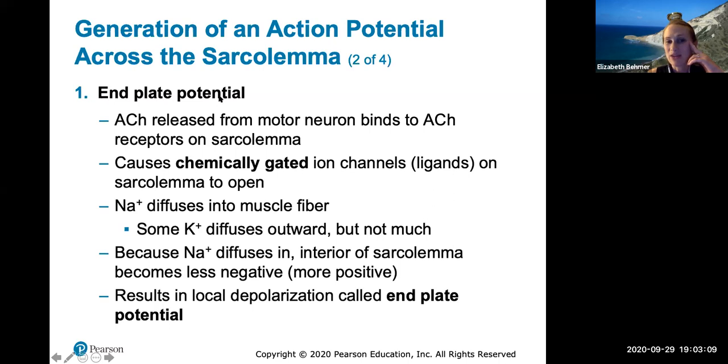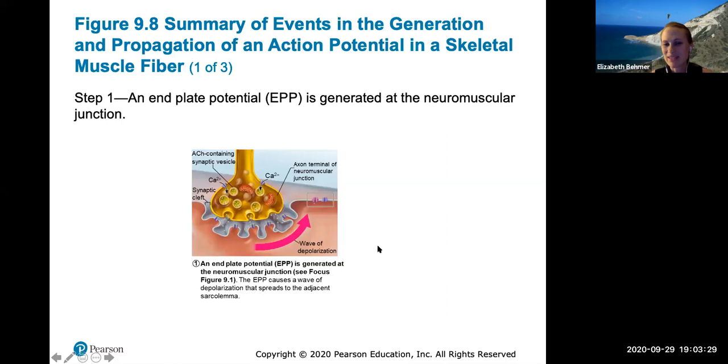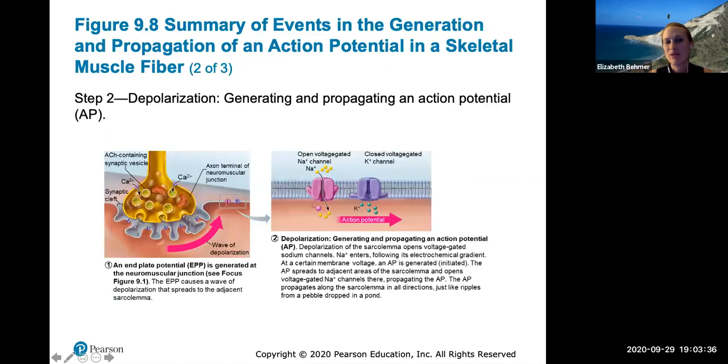The end plate potential is when the acetylcholine released from the motor neuron binds to those receptors. It causes chemically gated ion channels in the sarcolemma to open. Sodium ions will diffuse into the muscle fiber, and this will result in local depolarization called the end plate potential. Basically, simply put, sodium ions rush in, and this causes what we call a wave of depolarization. The wave of depolarization causes an action potential, or that electrical signal, to travel down the muscle.